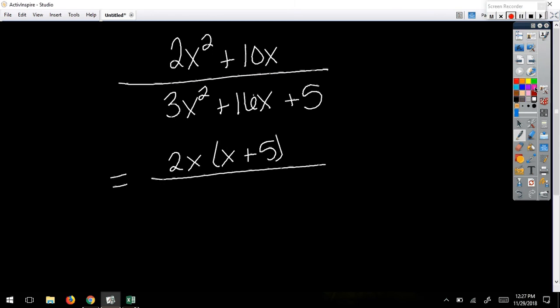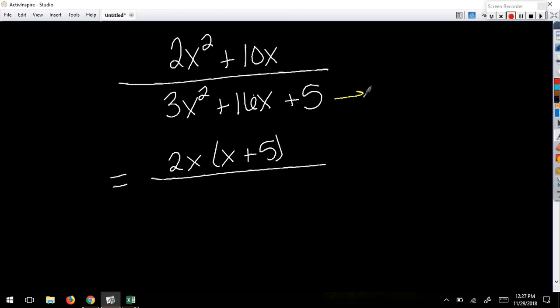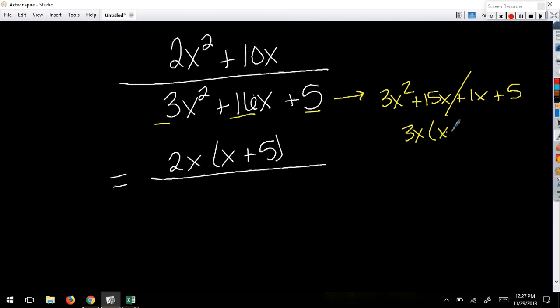All right, let's look at the bottom together. This is not as easy a factor because there's a leading coefficient. So what two things multiply to 15 but add to 16? 15 and 1. 3x, x plus 5, 1, x plus 5. So I have x plus 5.